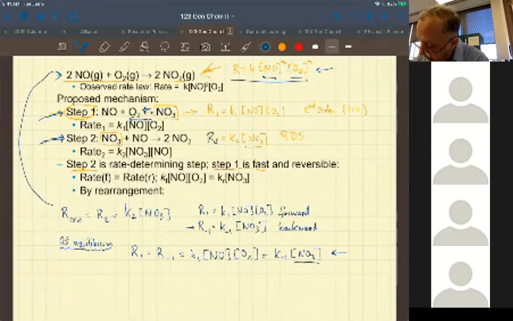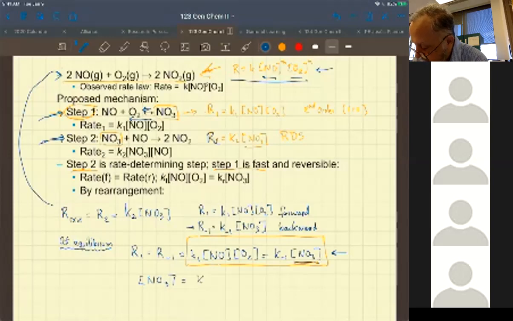So I'm going to solve for the concentration of NO3 from this equation here. I'm going to take that equation and solve for NO3. So the concentration of NO3 is going to be equal to K1, and I'm going to send this to the other side, or divide each side by K to the minus 1. So I have K1 over K to the minus 1, concentration of NO, concentration of O2.